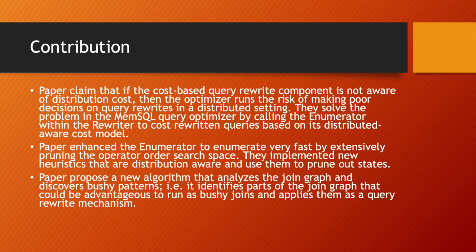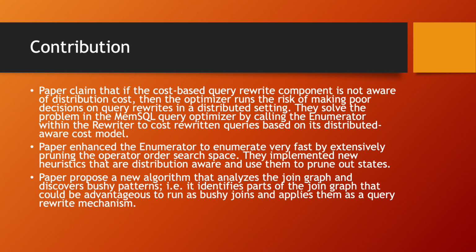Now let's look at the contributions of the paper. There are three key contributions. The first one is the paper claims that if the cost-based query rewrite component is not aware of distribution cost, then the query optimizer runs the risk of making poor decisions on query rewrites in a distributed setting. They solve the problem in the MemSQL Query Optimizer by calling the enumerator within the rewriter to cost rewritten queries based on its distribution-aware cost model.